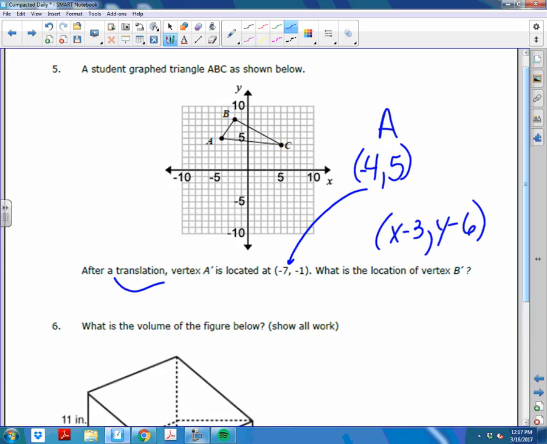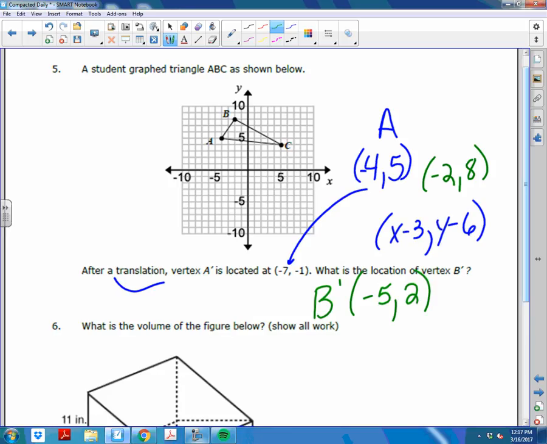Once we establish the rule, we simply go to vertex B, which is at -2, 1, 2, 3, 4, 5, 6, 7, 8, which is at -2, 8, and then we simply apply the rule. That would put it at -5, 2. B prime is located at -5, 2. Labib?